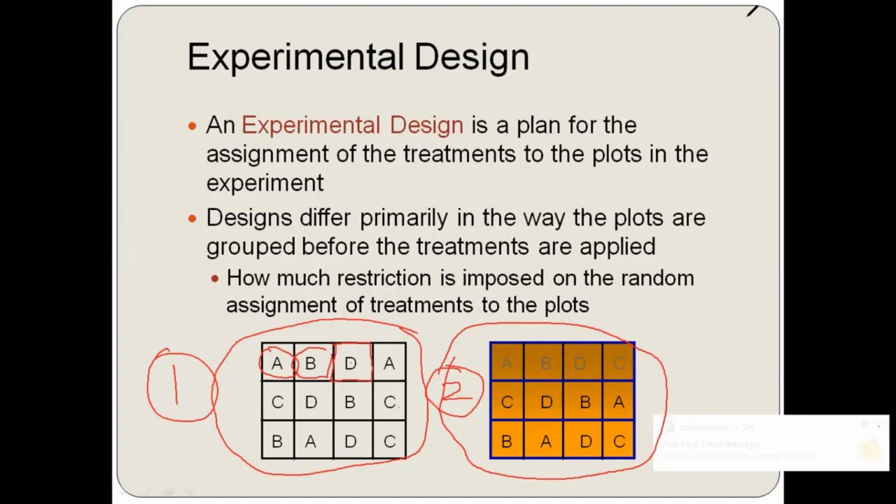Randomization. We are talking about randomization. You see, how many treatments are there altogether? So these letters are each of these treatments. How many treatments are there? 12.